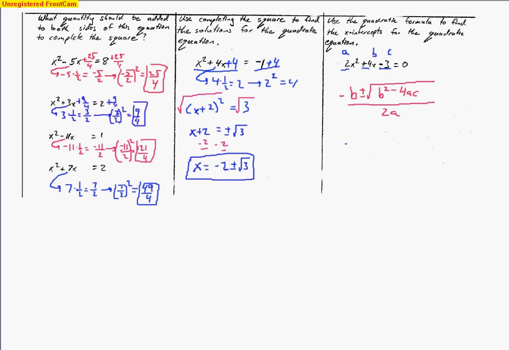So we go ahead and do some work. And we have the opposite of b is going to be a -4 plus or minus the square root of b squared. So that makes 4 squared minus 4 times a, which is 2, and c, which is -3. This is all over 2a. And a is 2 in this case. So we go ahead and do some work underneath that radical sign. -4 plus or minus the square root. And 4 squared makes 16.